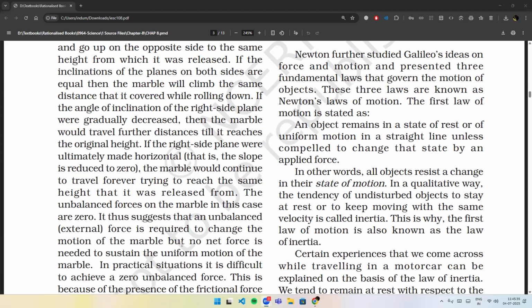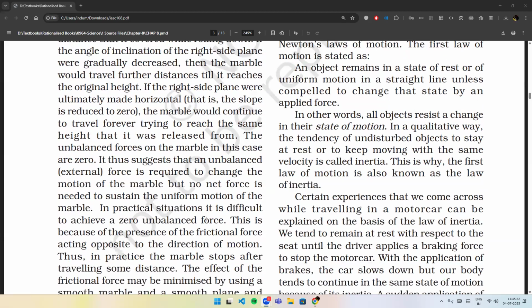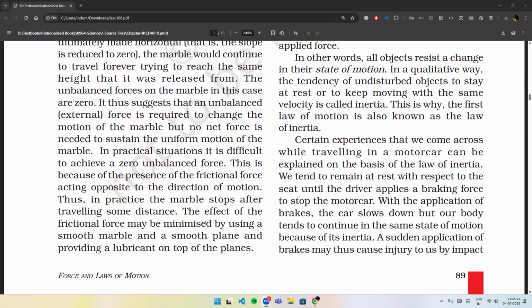If the right side plane were ultimately made horizontal, that is, the slope is reduced to zero, the marble will continue to travel forever, trying to reach the same height that it was released from. The unbalanced forces on the marble in this case are zero. It thus suggests that an unbalanced force is required to change the motion of the marble, but no net force is needed to sustain the uniform motion of the marble.